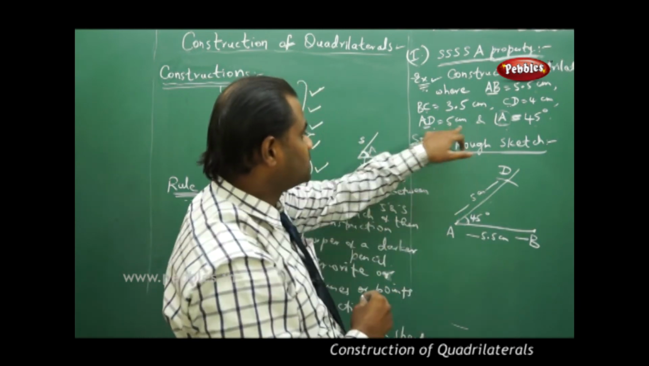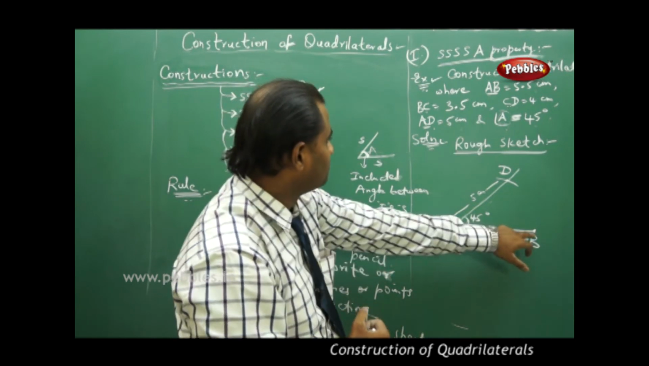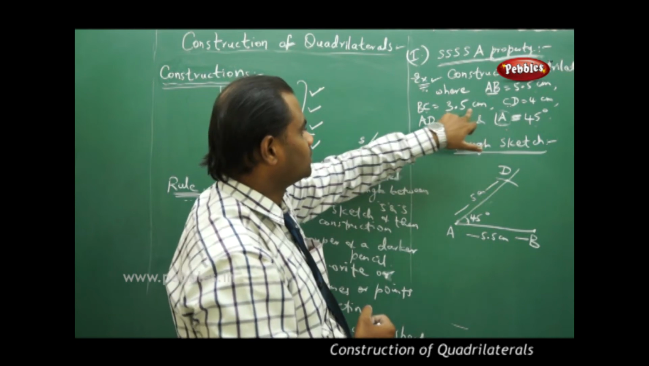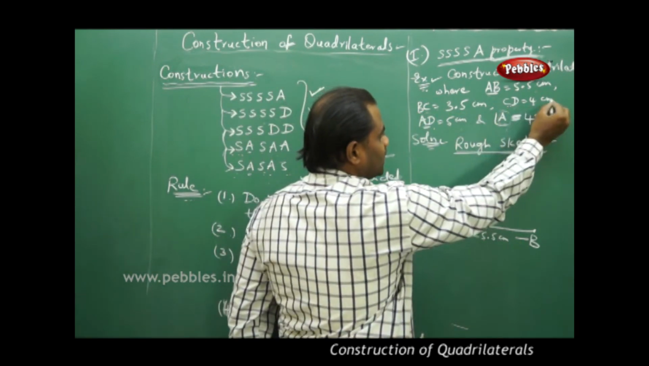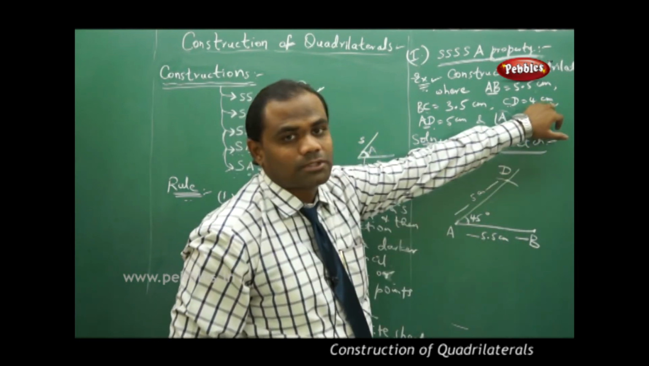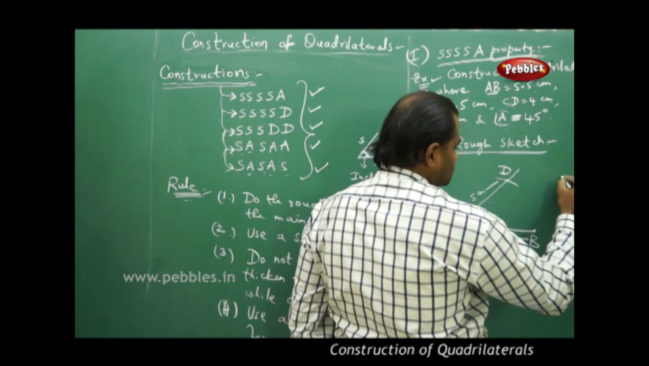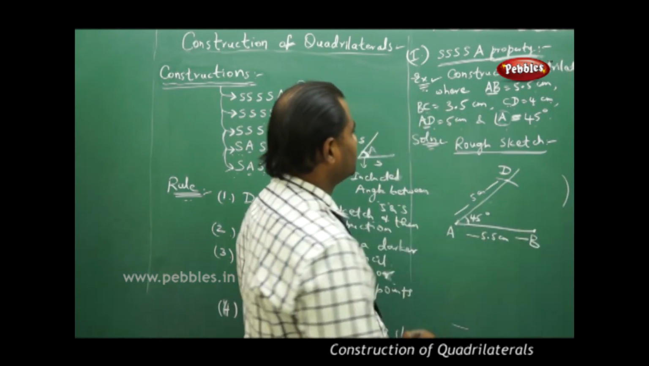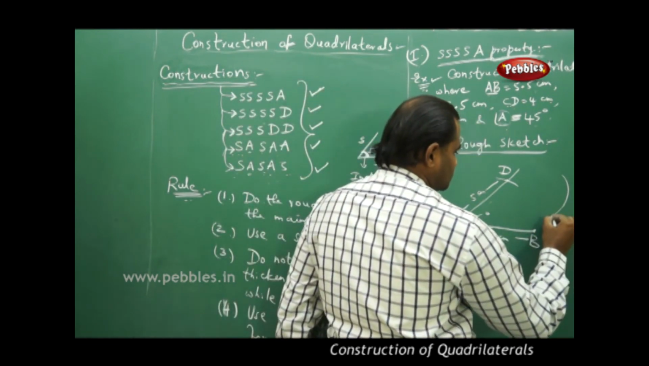So my AD is 5 centimeters, which I cut the arc from, and then from B I take the measurement of 3.5 centimeters and cut an arc which would give me C. So let me start with D. From D I take the measurement of 4 centimeters and cut an arc. Then from B let me take the measurement of 3.5 centimeters and cut an arc.